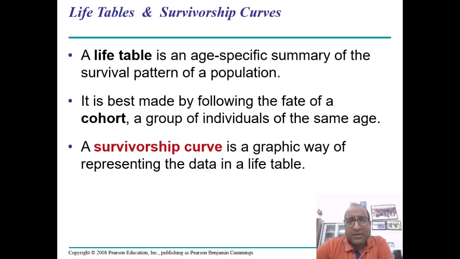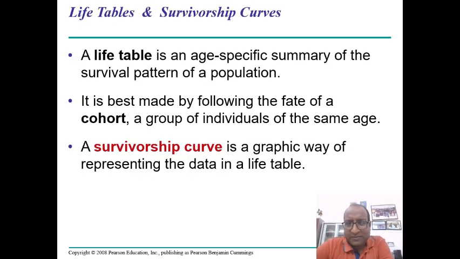Their life table will cover a time period from the 0 year to the 50th year, and how they are growing. Whether everyone is surviving or somebody is going to die at a certain stage. At the end of the 50 years, how many individuals have been left. So we will call it a life table. That is also known as survivorship curve. It is a graphic way of representing the data in a life table.